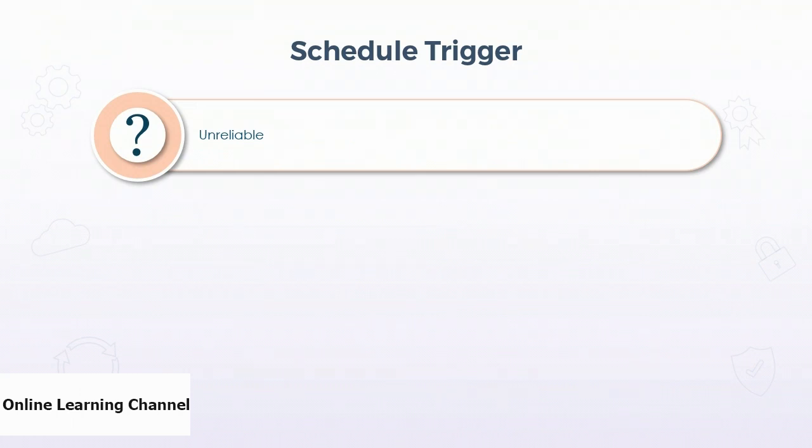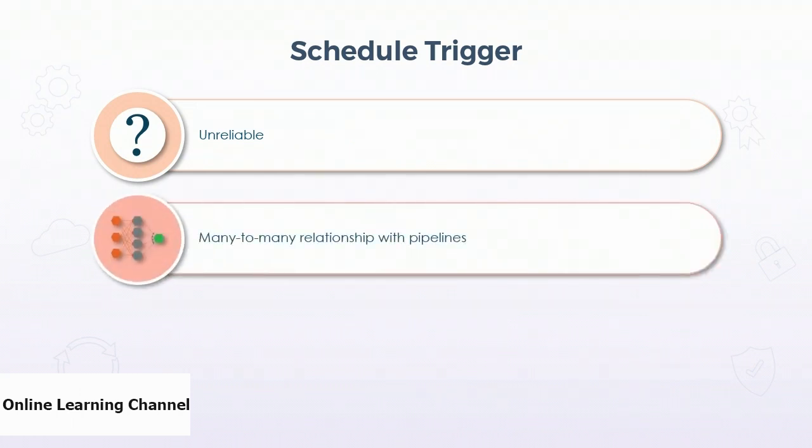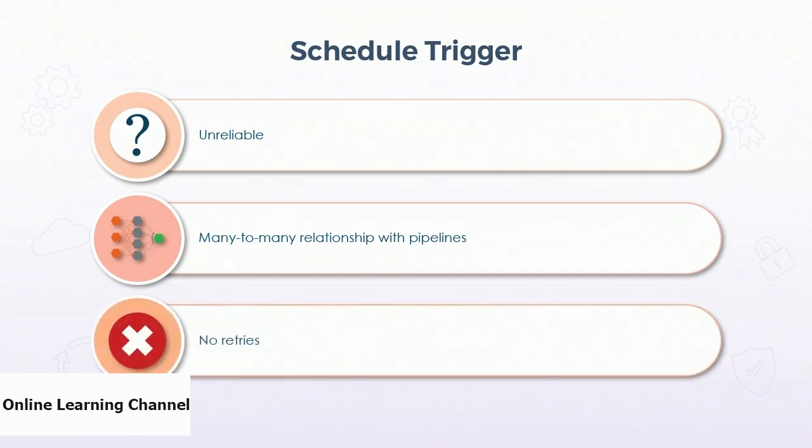The schedule trigger has a many-to-many relationship with the pipelines it runs. This means that one schedule trigger can be configured to fire runs for multiple pipelines. It also means that several schedule triggers can be configured to fire runs for the same pipeline. Being fire and forget type triggers, schedule triggers have no retry logic. You can't configure it to rerun based on whether the last run succeeded or failed.